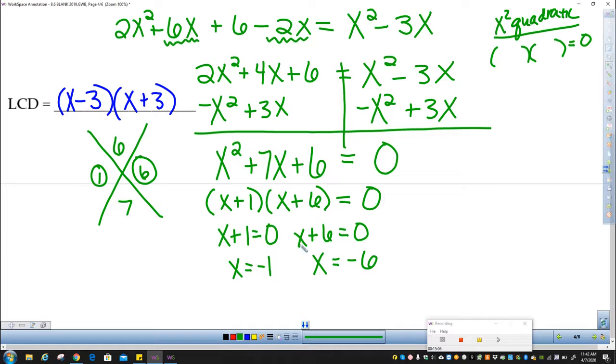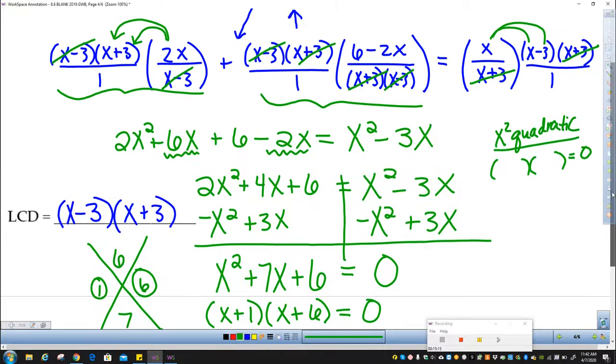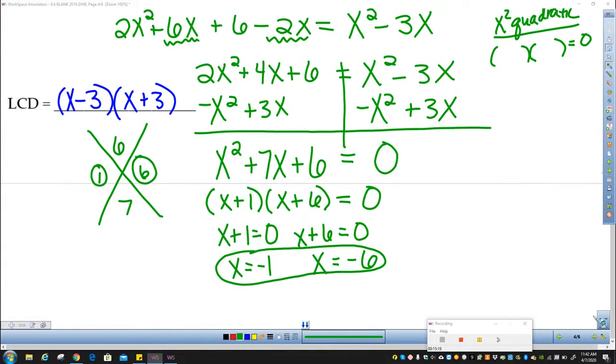By the way, the restrictions on this problem from the very beginning, the values of x that would not be allowed, are just 3 and -3. We did not get either of those for a solution, so both of our solutions work. Neither are extraneous.